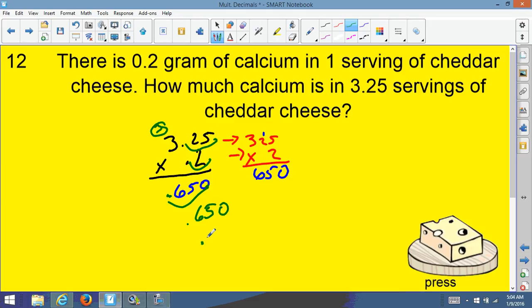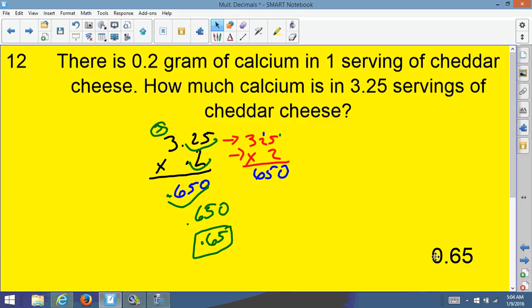And I'm going to mention to you, since it ends in a 0, I don't really have to write the 0 at the end of decimal numbers. It's just going to be 0.65, or like 65 cents. So my answer is going to be 0.65 grams of calcium in the 3 servings. So 0.65. I hope you got that correct. So here's a problem for you to try, and hopefully you'll get it right.